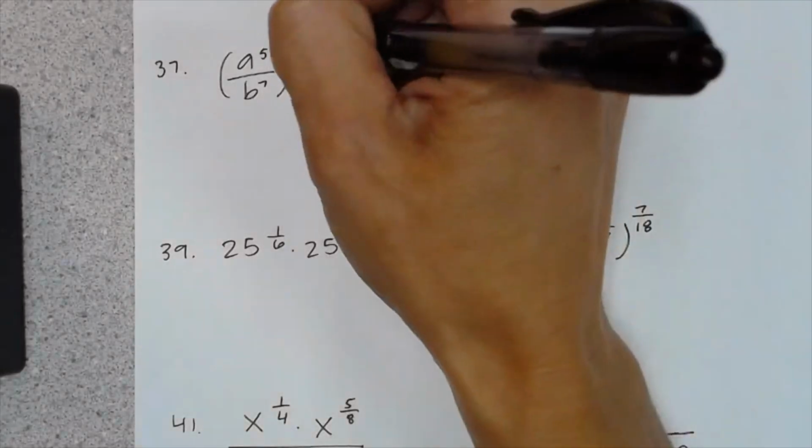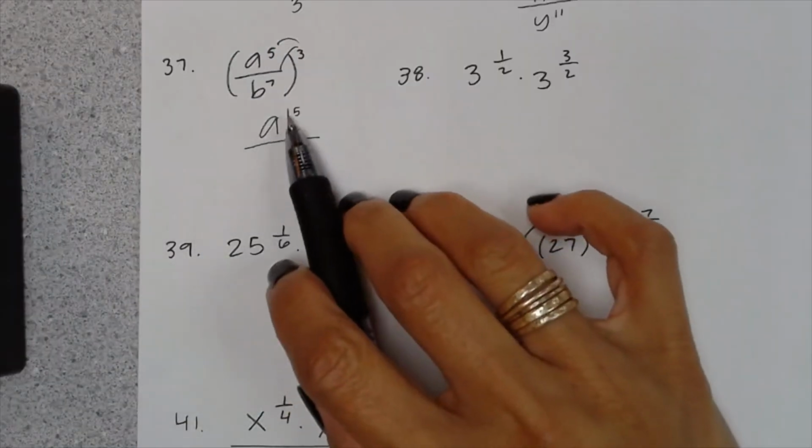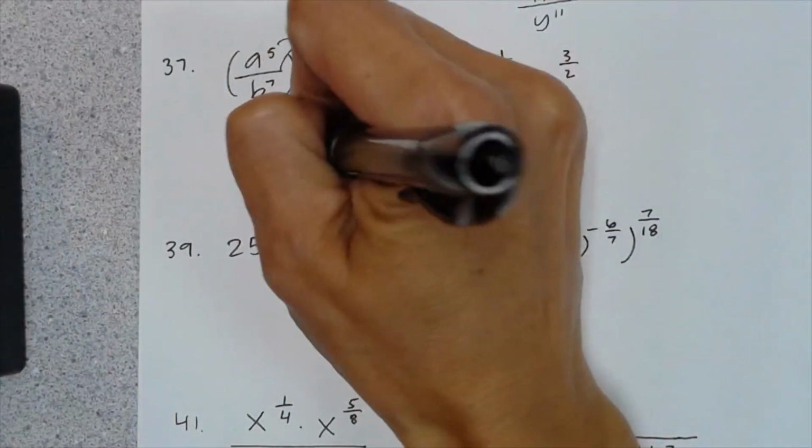For 37, we're going to shower the power. So you get a to the 15 over b to the 21.